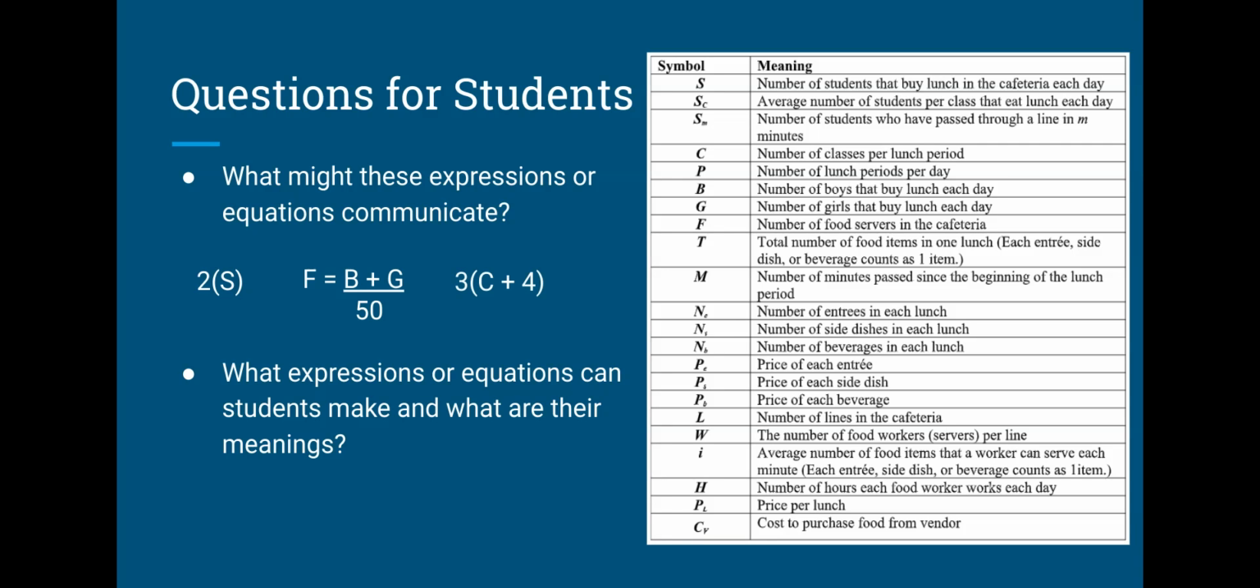Or how about 3 times the quantity C plus 4? Well, we're talking about the number of class periods per lunch increased by 4 and then 3 times that total amount. And students can talk about what those mean. Now let's talk about what equations or expressions students can make and what are their meanings. And so we can ask students to develop their own expressions and to explain what they mean and what their purpose is and what those expressions communicate.